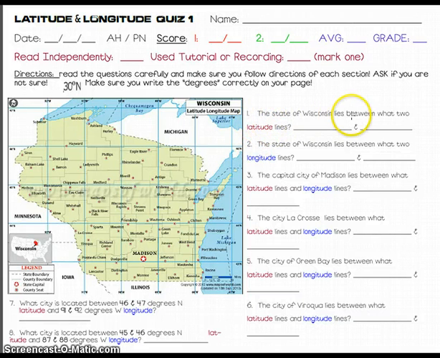The state of Wisconsin lies between what 2 latitude lines? Now I want the whole state, and I'm looking for latitude lines. All right? Pause each time to write down your answer and then restart the recording. Number 2, the state of Wisconsin lies between what 2 longitude lines? Pause and write your answer.